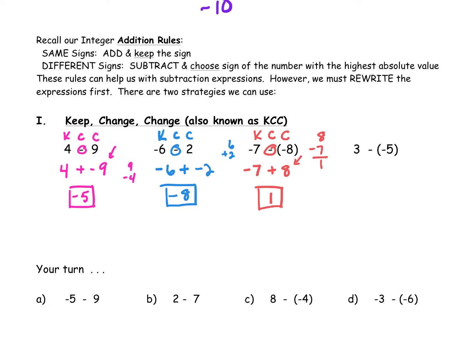And then our last example, again, we do a keep, change, change. So we would rewrite this as 3 plus, and the second number becomes its opposite, which is +5. We have now two same sign numbers, which we add according to our addition rules, and we're going to get 8. So we keep the positive sign.